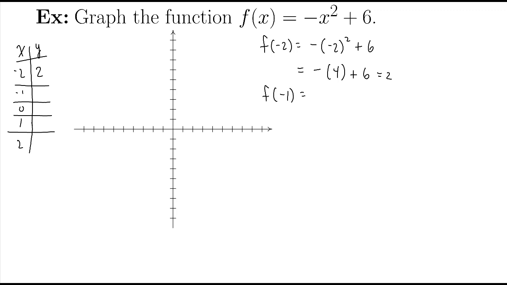Okay, negative 1. Let's do the same reasoning here. When you square negative 1, you get a positive 1, but don't forget about the negative still hanging out on the outside. That's negative 1 plus 6, which would be 5. Okay, f of 0, negative times 0 squared plus 6. Okay, when you square 0, you get 0. Negative 0 and positive 0 are the same thing. So 0 plus 6 is just 6.